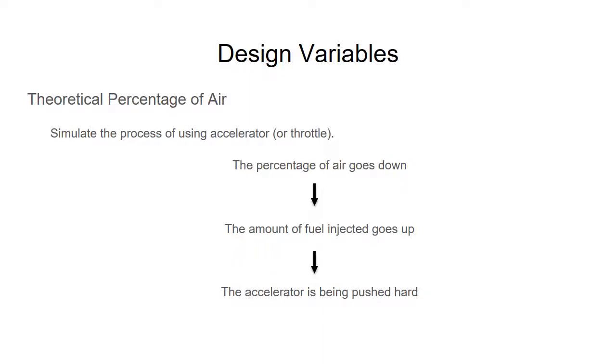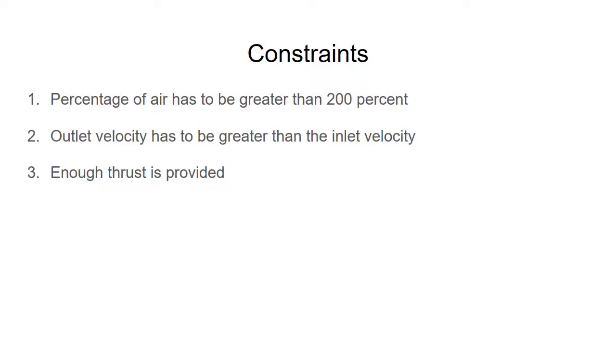The design variable in my project is the theoretical percentage of air. This basically simulates the process of using accelerator or the throttle in the jet engine. If the percentage of air goes down, that means that the amount of fuel injected goes up, which means that the accelerator is being pushed harder. Here are the 3 constraints that I have for this project.